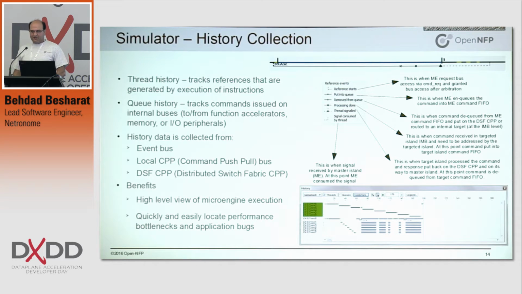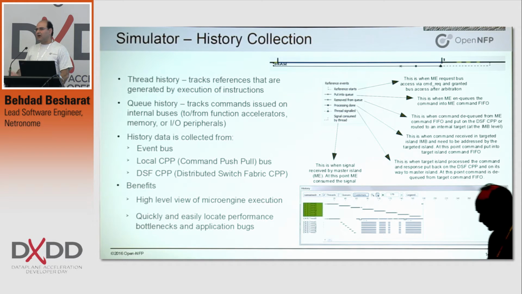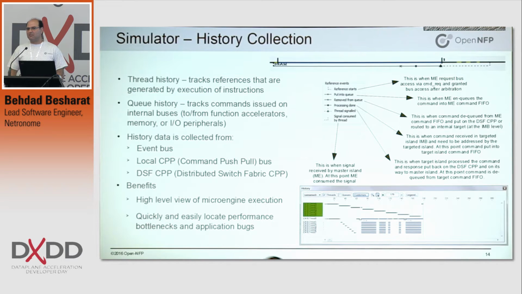I mentioned the history collections. I want to dive a little bit into this because it's a really powerful feature of the simulator. The idea here is you track the references that your application makes and the commands that the application issues while it's running. So the data is collected in 3 different ways. It's the events that your application generates that run through the event bus, and the commands generated in your application that go through the I/O bus or the memory bus.